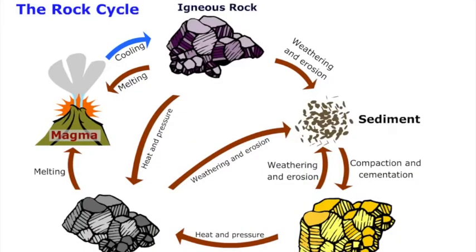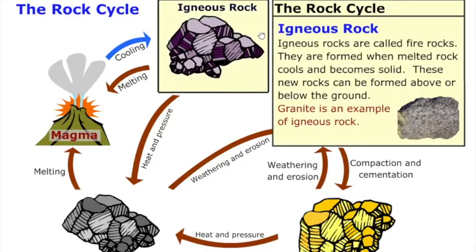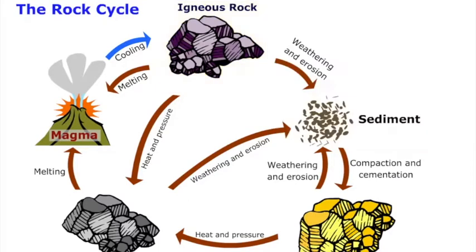The rock cycle. There are three main types of rock. Igneous rocks are called fire rocks. They are formed when melted rock cools and becomes solid. These new rocks can be formed above or below the ground. Granite is an example of igneous rock.